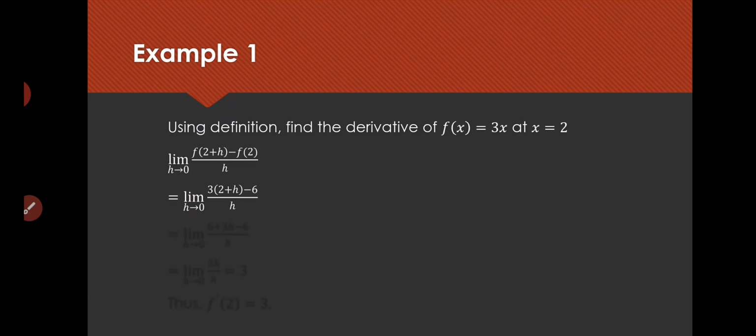So now let us solve this. Limit h tends to 0. Now 3 into 2 plus h is 6 plus 3h, and 6 and 6 get cancelled. I am left with limit h tends to 0, 3h by h, which gets cancelled, and I have the answer 3. So the derivative at x equals 2 is 3. So this is how we solve a problem. Let us take another problem so that the idea gets even more clear.